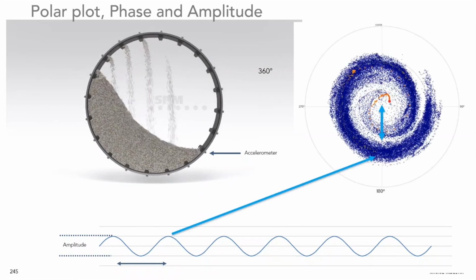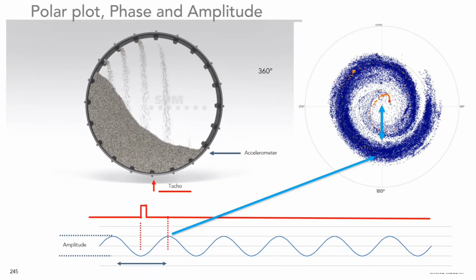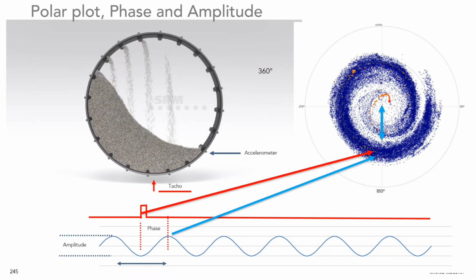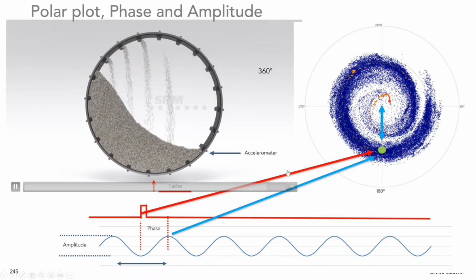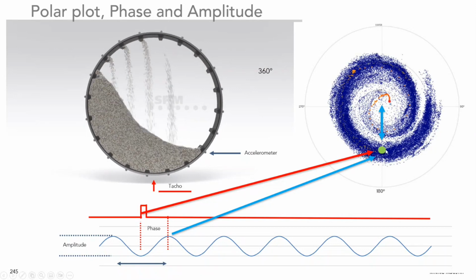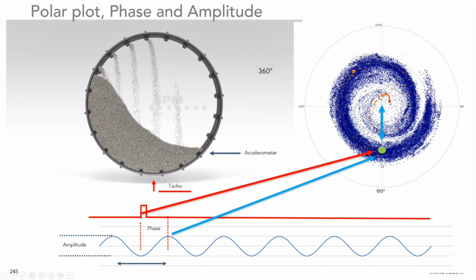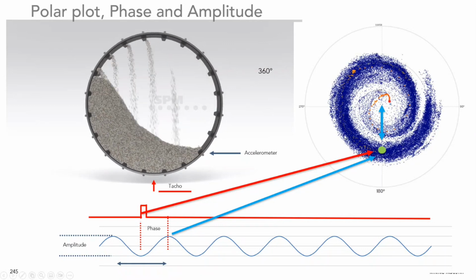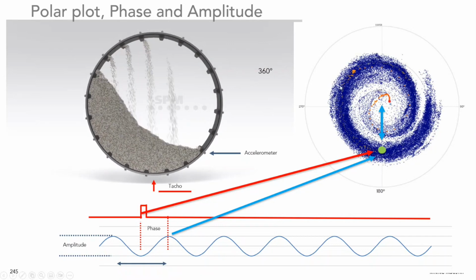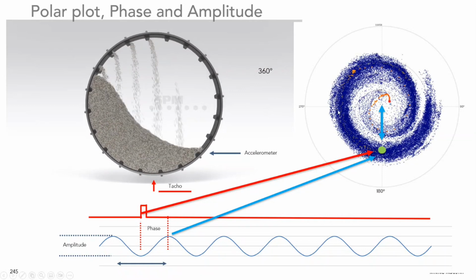Adding a tachometer signal, we will get both the amplitude and the phase, and then we plot that in a polar plot. In this case, this green dot represents the position of the toe. And all the small blue dots here are measurements. There are many thousands of measurements that you can see here in this polar plot.